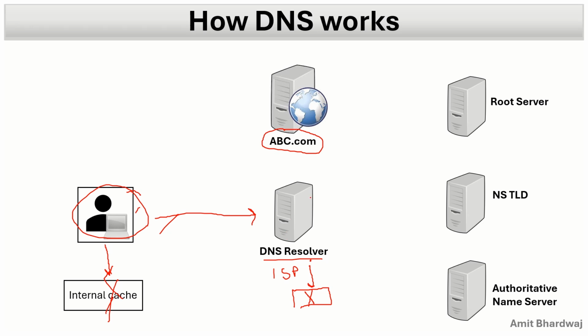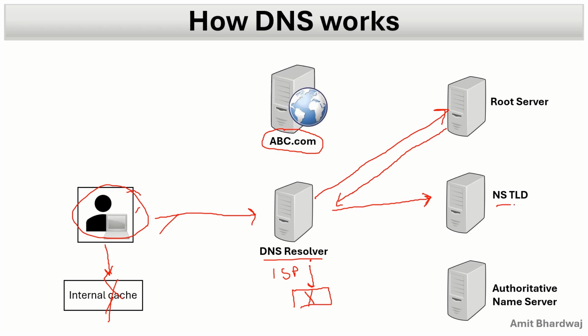So the next step is that the DNS resolver request is forwarded towards the root server. Now, the root server does not have the IP address binding or the IP address detail for abc.com, but it knows where to send the DNS resolver for that query. So it sends the detail about the name server TLD, that is for .com, so that the name server TLD can provide the right information to the DNS.